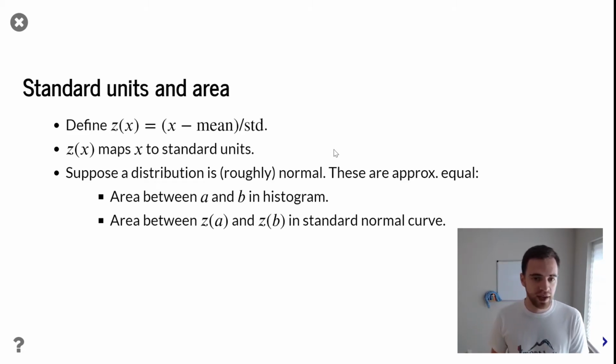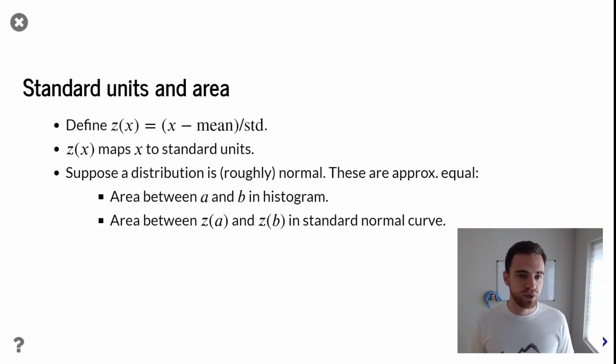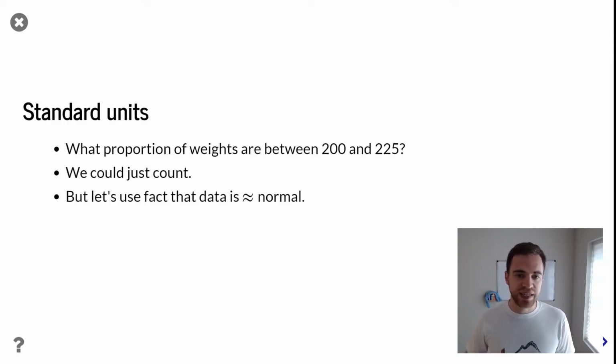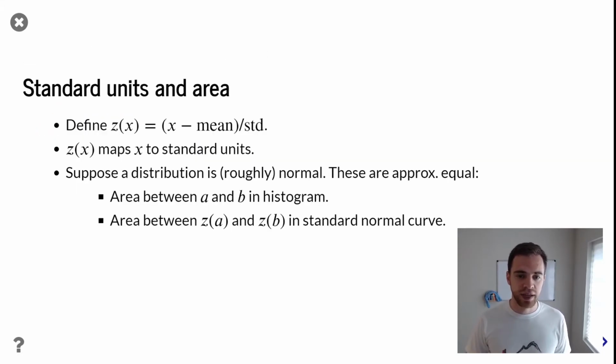Now, once I've done that, it turns out, as you can prove, if my histogram is roughly normal, then the area between A and B in the histogram will be pretty close to the area between ZA and ZB in the standard normal curve. So ZA being A in standard units and ZB being B in standard units.